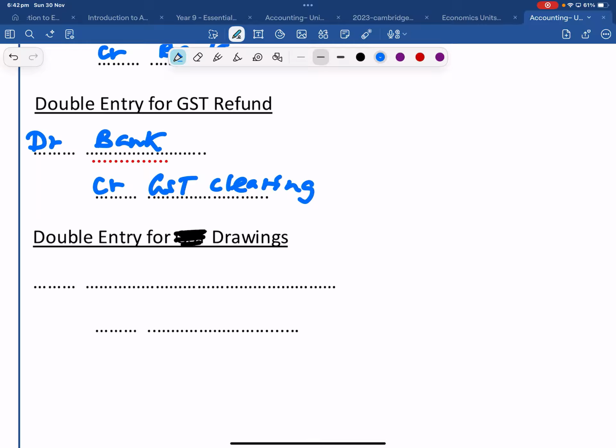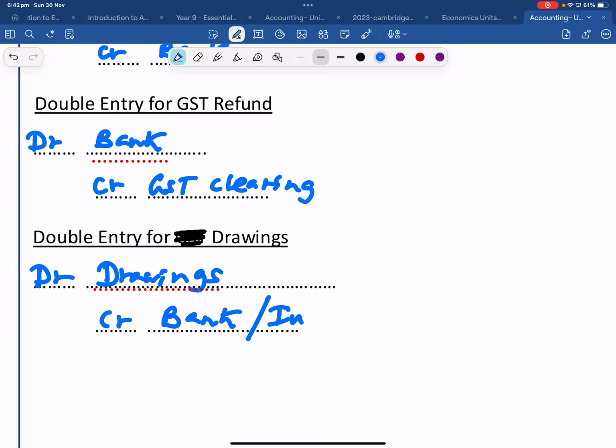So if it was cash, we will credit the bank. If it was inventory, we will credit the inventory, okay? So we'll debit drawings and credit bank or inventory. Okay, either bank or inventory usually. Anything else? Yes, sometimes if we had something else also, then we can record. Let's say the owner withdraws a motor vehicle, we can say motor vehicle. Okay.